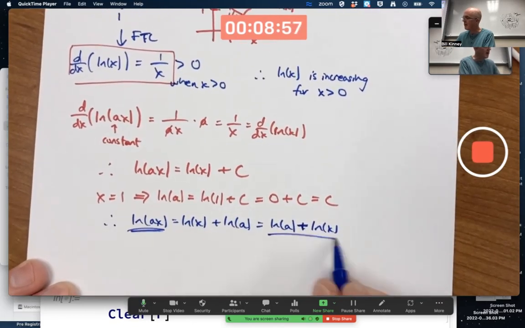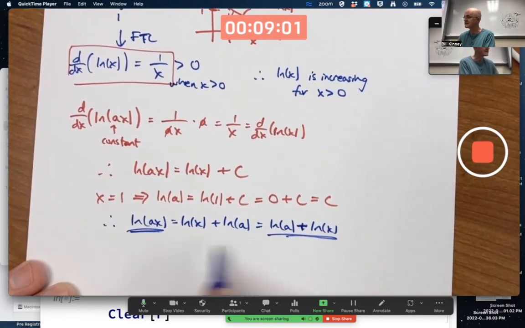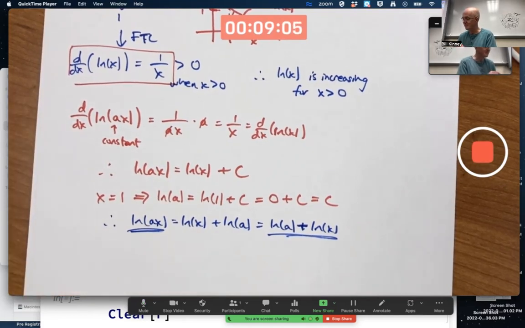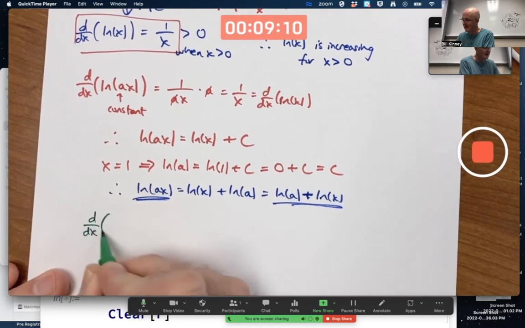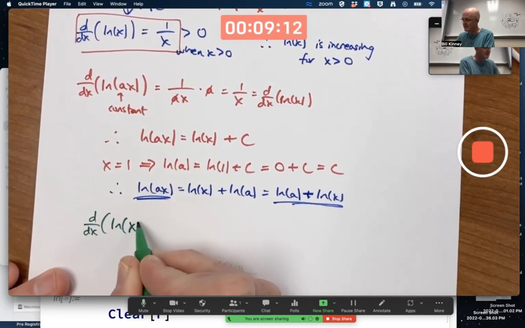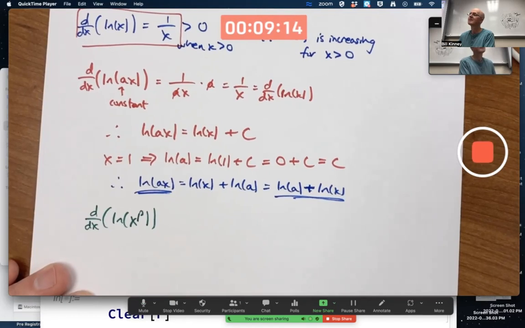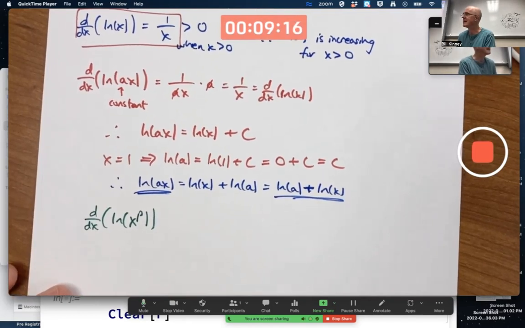We have derived a property of logarithms. The log of a product is the sum of the logs. Oh, that was fun. Let's do another one. We know that the log of some number to some power, say ln of x to the p, that power can be brought in front. This is p times ln of x, right? Property of logarithms that you've known since maybe 11th grade or something.